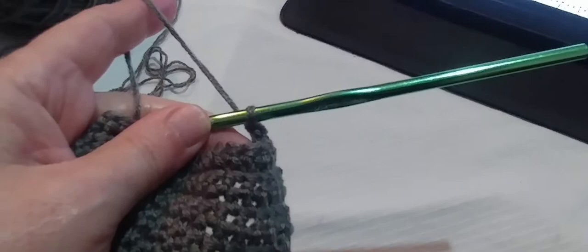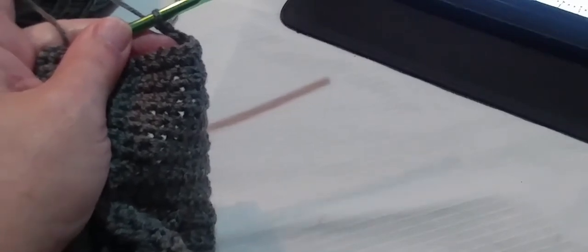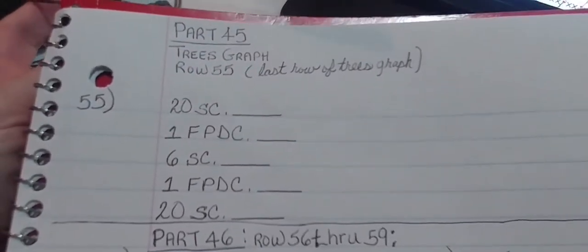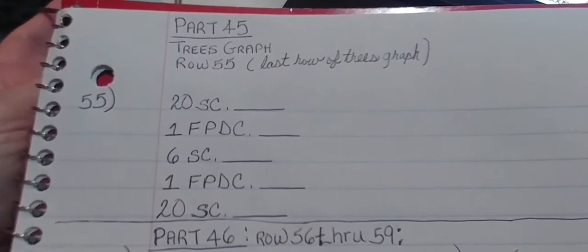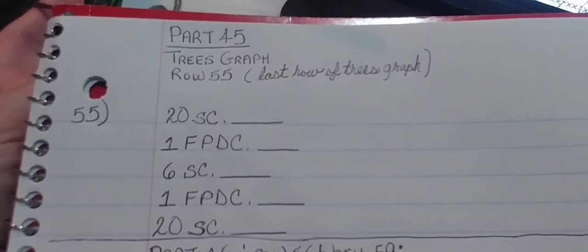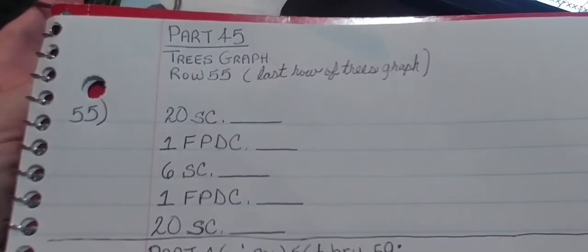Okay, I showed you row 54 in the last video, but I'm going to show it to you again. This is the one we just did. Okay, this is row 54, and now I'm going to show you row 55. Okay, there we go, that's row 55 of the trees graph right there. Okay, there's 1, 2, 3, 4, 5 steps, and let's get started. 20 single crochets.